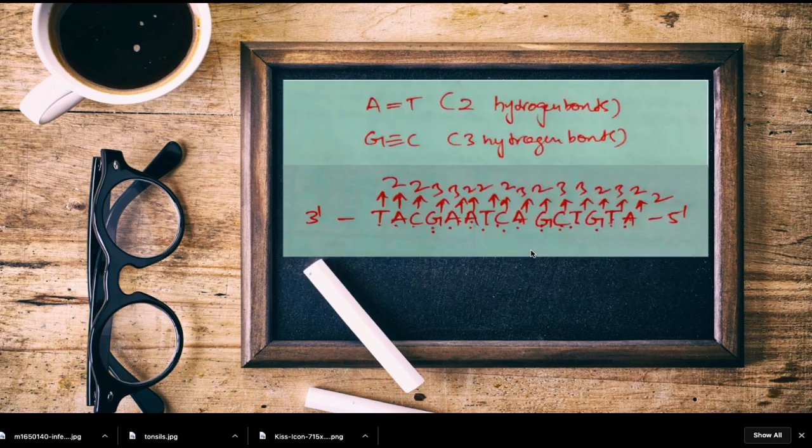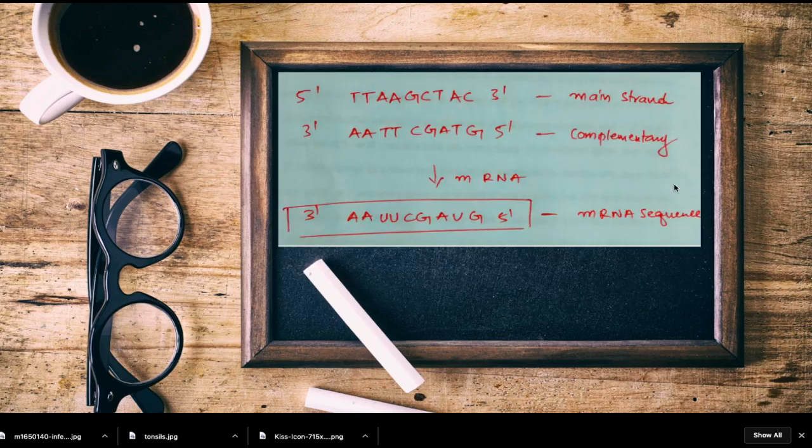So similarly, they can ask n number of questions. They can give you the main strand, like this, and ask you the complementary strand. Or they can ask you the mRNA sequence of that particular main strand. Or they can ask you the protein sequence, the amino acid sequence of that particular mRNA. So these are the different levels where they can ask questions. One is the main strand. Second one is the complementary strand.